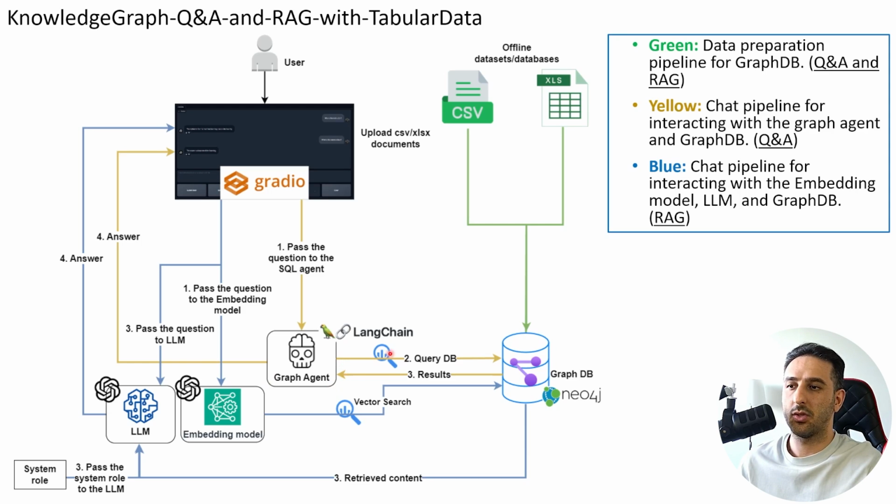That agent is going to create the Cypher query, use it to query our database, get the results, and up to this point, everything is automated and we don't need to do anything. But what we get at the end is the final answer from the agent for our question. The blue pipeline is for interacting with the embedding model, LLM, and graph database.